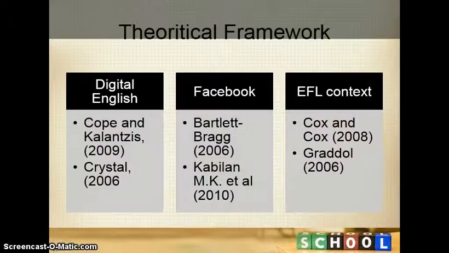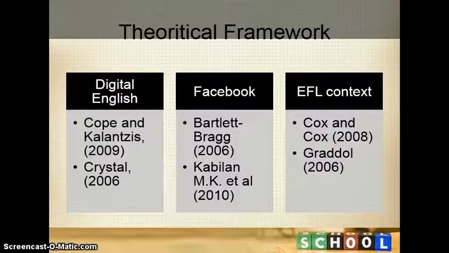To answer these questions, we bore in mind 3 main concepts for the theoretical framework. The first concept is digital English, supported by Cope and Kalantzis 2009 and Crystal 2006. They stand for the new language used for interacting in social networks that cooperate with an effective communication and favor the economy of language. This new lingo is called digital English, e-speaking or net speaking.